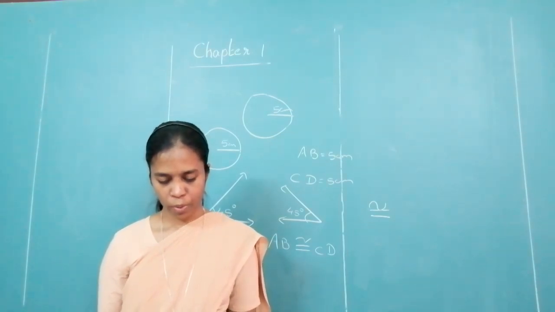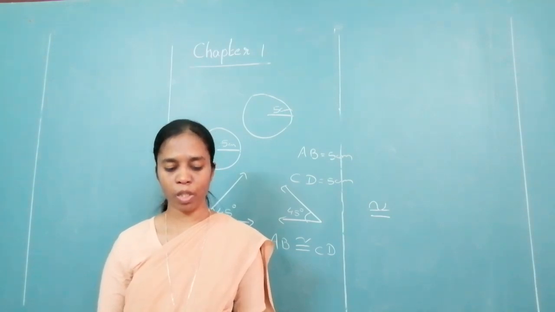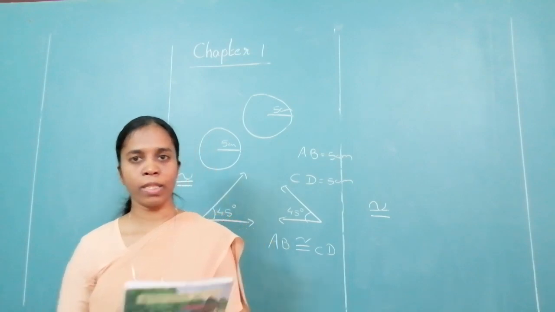Below that you have congruence of circles. Congruence of circles are those which have equal radii. Okay, that is all for this chapter.